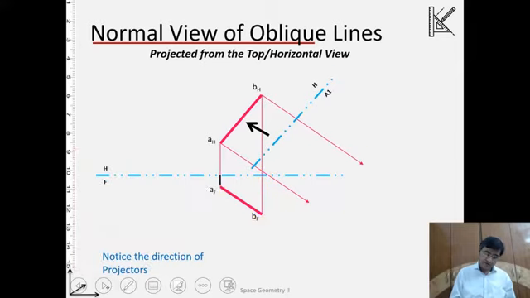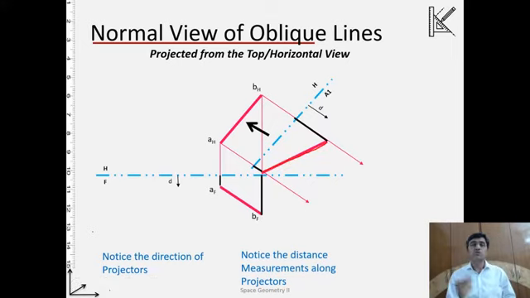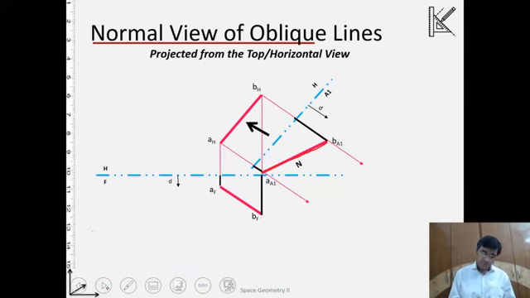So if I transfer the distances, well, that's the first distance to point A, then another distance to point B, and then joining these two points, I'll have the projection of the line. So let's say this is the projection of the line, and this is the true view now. This is the true view.